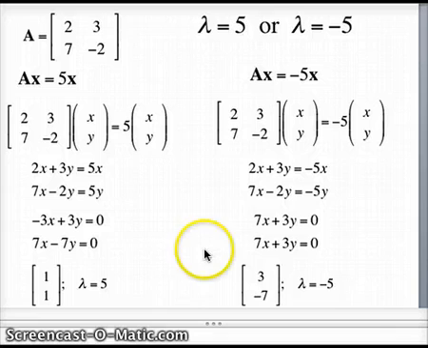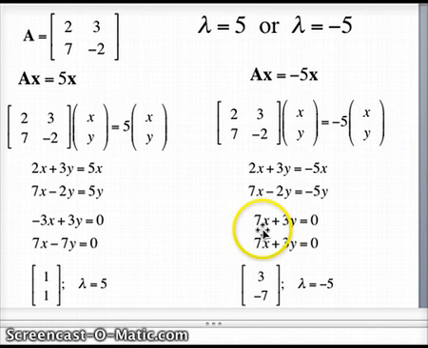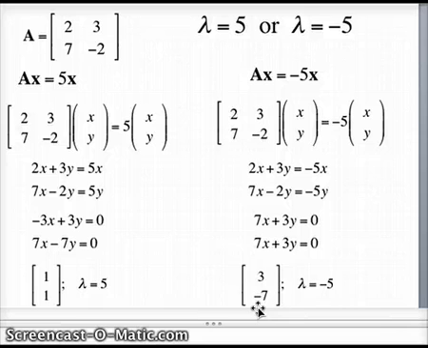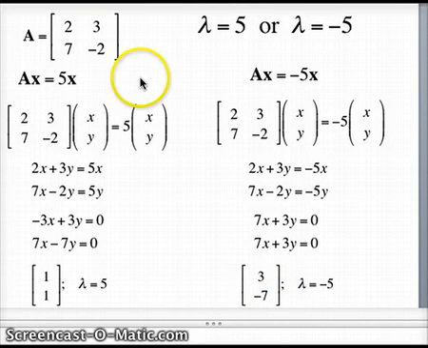So what did I choose to do here? I let x be 3, so if x is 3, 7 times 3 is 21. I need this to be negative 21, so y would have to be negative 7. But negative 3, 7 is perfectly acceptable too. Any non-zero multiple of 3, negative 7 works as an eigenvector of this matrix corresponding to the eigenvalue lambda equals negative 5. And that will conclude this lesson.